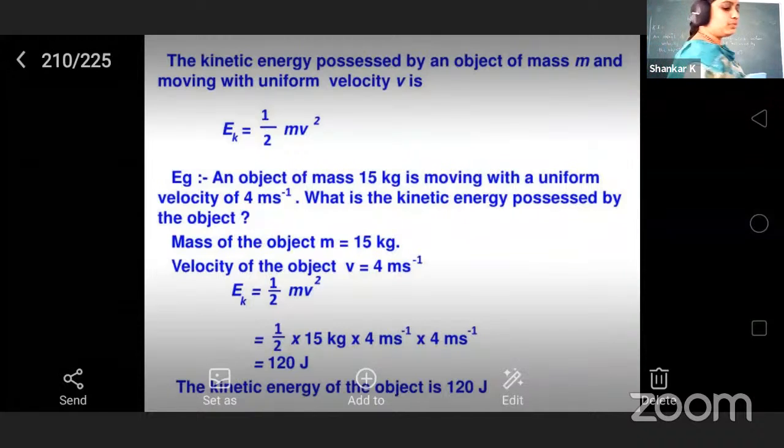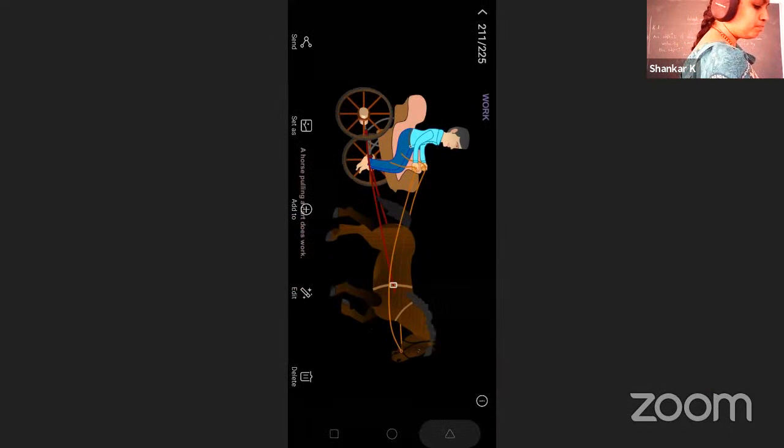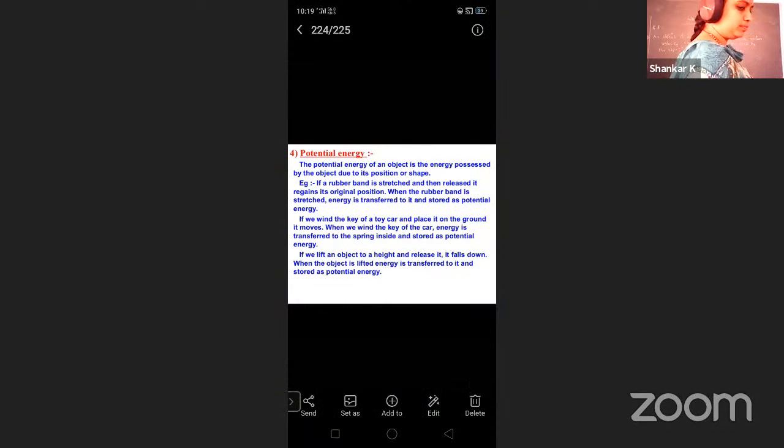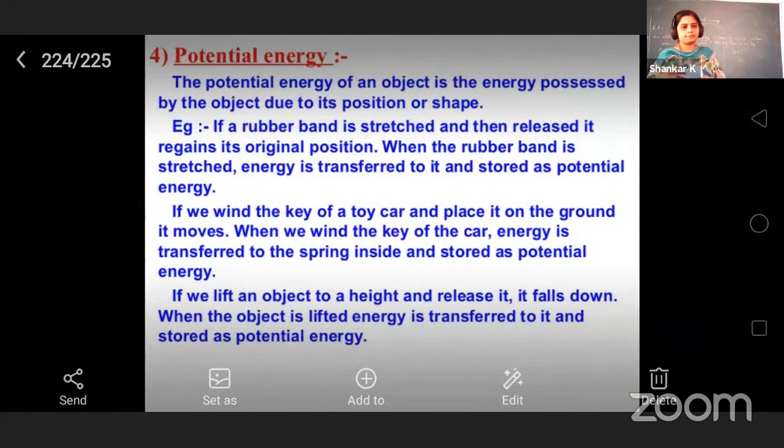And the next one is, students, potential energy. Kinetic energy causes the motion of an object. But the potential energy of an object is the energy caused by the object due to its position or state.